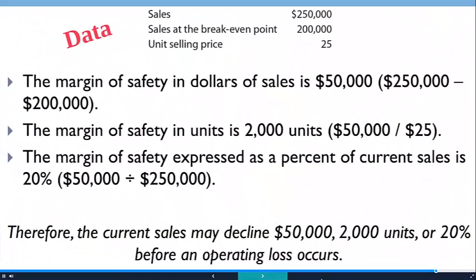Let's take a look at an example of margin of safety. So if our sales are $250,000 and our break-even point is $200,000, that means our margin of safety in dollars is $50,000. Our margin of safety in units would be 2,000 units. All I do is take that margin of safety and divide that by my selling price.